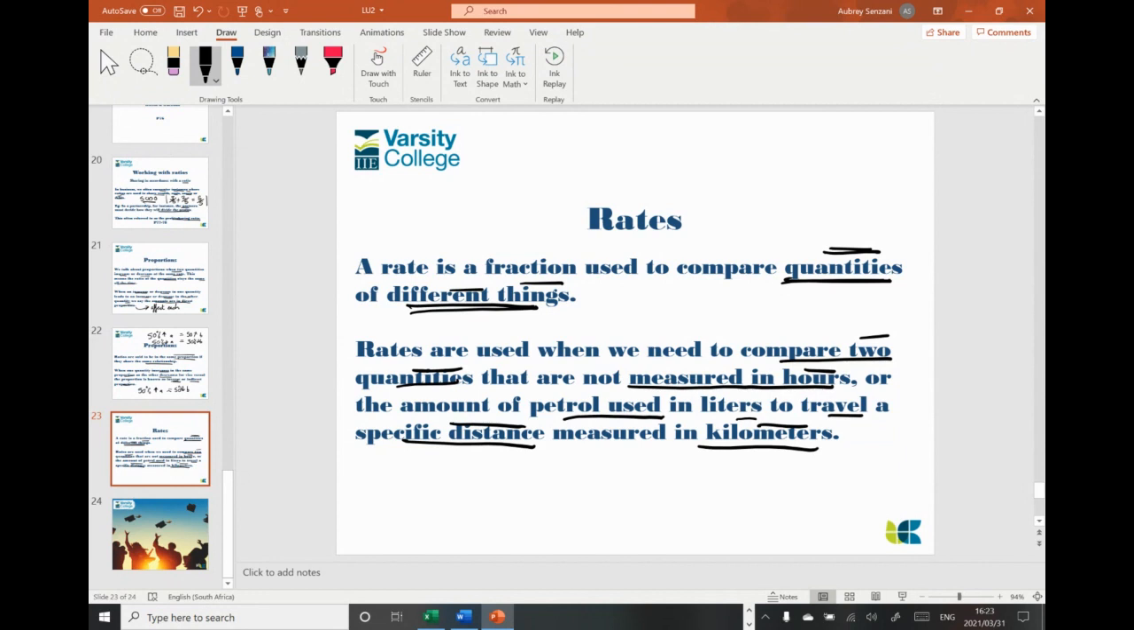How fast was he traveling? How many liters per kilometer? Those are all rates. How much cooking oil to use per dish. Those are all rates.